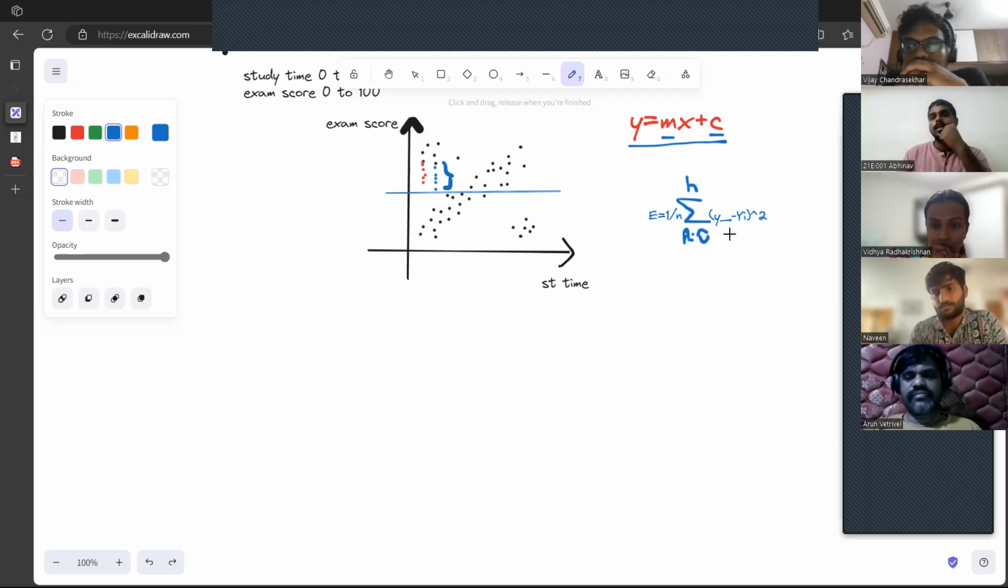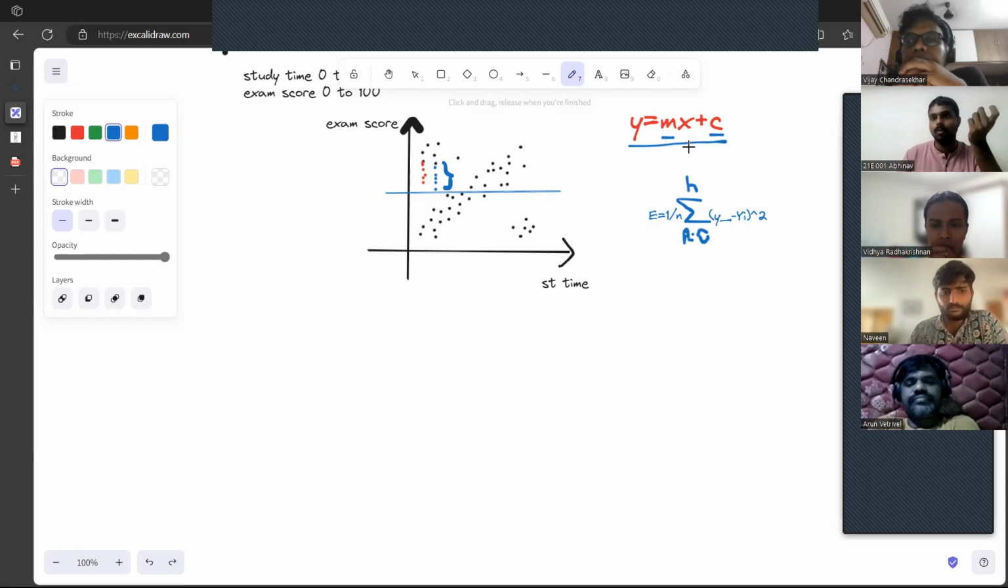Because we are changing the function, we have to tweak the value of m and c. By tweaking the value of m and c, we can get the best y value for the given x value. So we are not adjusting the x value, we are adjusting the weights actually. That's how we are doing the optimization.